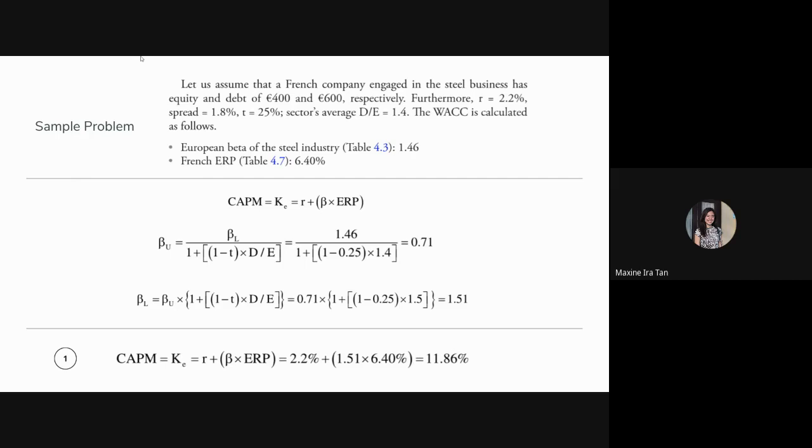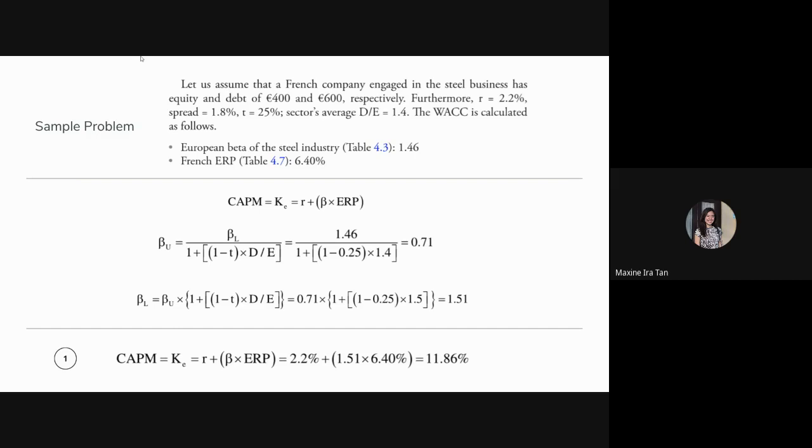So as mentioned earlier, first we'll find the cost of equity using the CAPM. It was mentioned earlier that first we take the beta of the industry, unlever it, and lever it again with the consideration of the debt over equity of the target company. So first we unlever the beta using the formula as given.